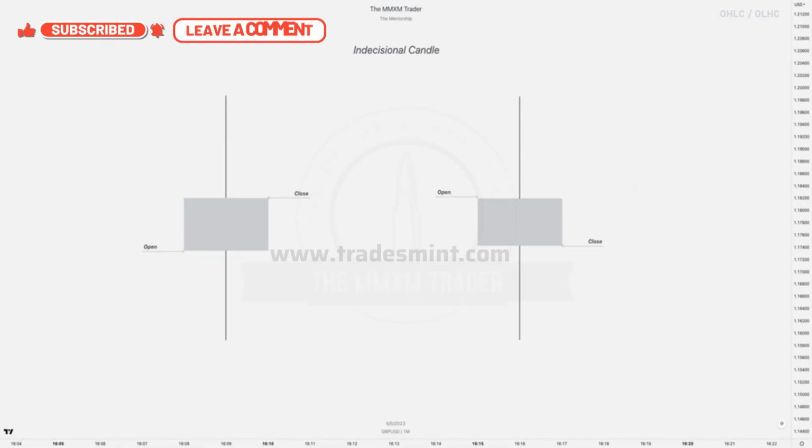And finally, that indecisional candle. The name already says it, right? The candle has no idea where it wants to go, leaving a relatively equal top wick and a relatively equal lower wick, and looks kind of like a doji, right?